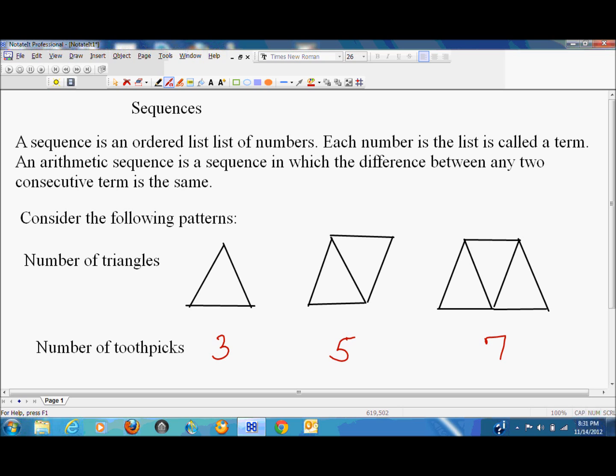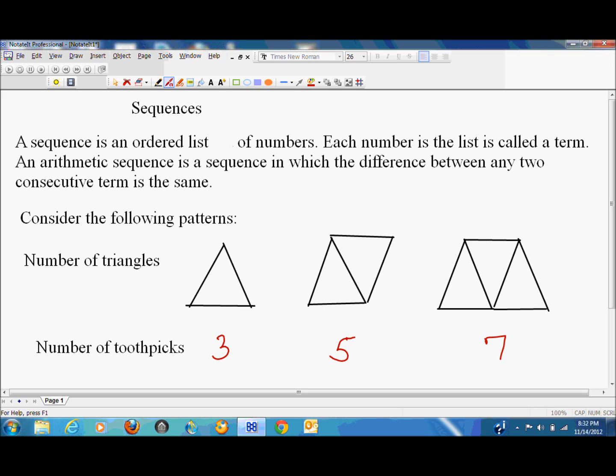Well, what do we mean by sequences? A sequence is an ordered list of numbers. Not just an ordered list, but an ordered list of numbers. Each number in the list is called a term.